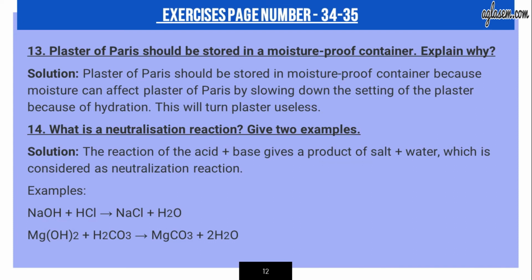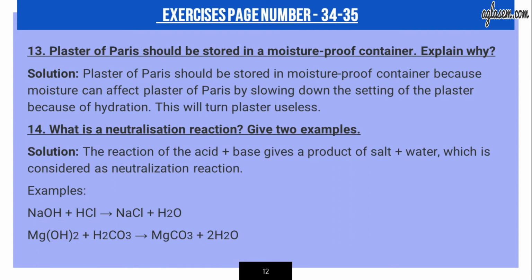Now moving to the next question, that is question number 14, which says, what is a neutralization reaction? Give 2 examples. So the solution, the reaction of an acid plus a base gives a product of salt plus water, which is considered a neutralization reaction. Example is, NaOH plus HCl forms NaCl plus H2O. Mg(OH)2 plus H2CO3 forms MgCO3 plus 2H2O. So this is all for question number 13 and 14.